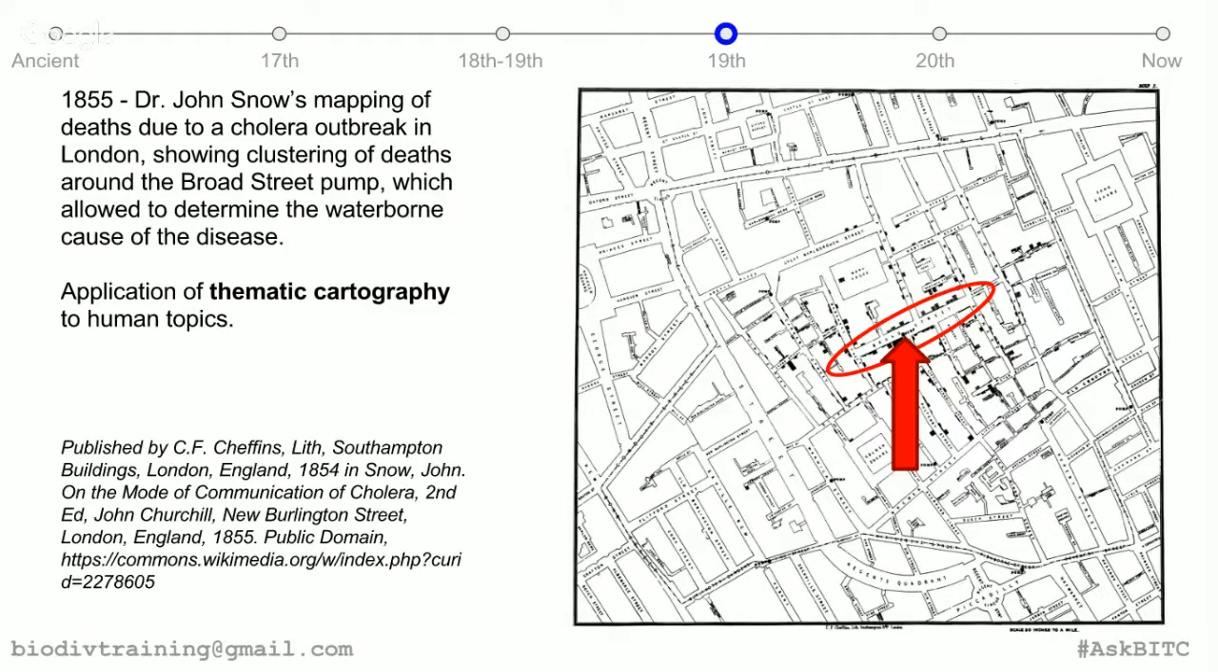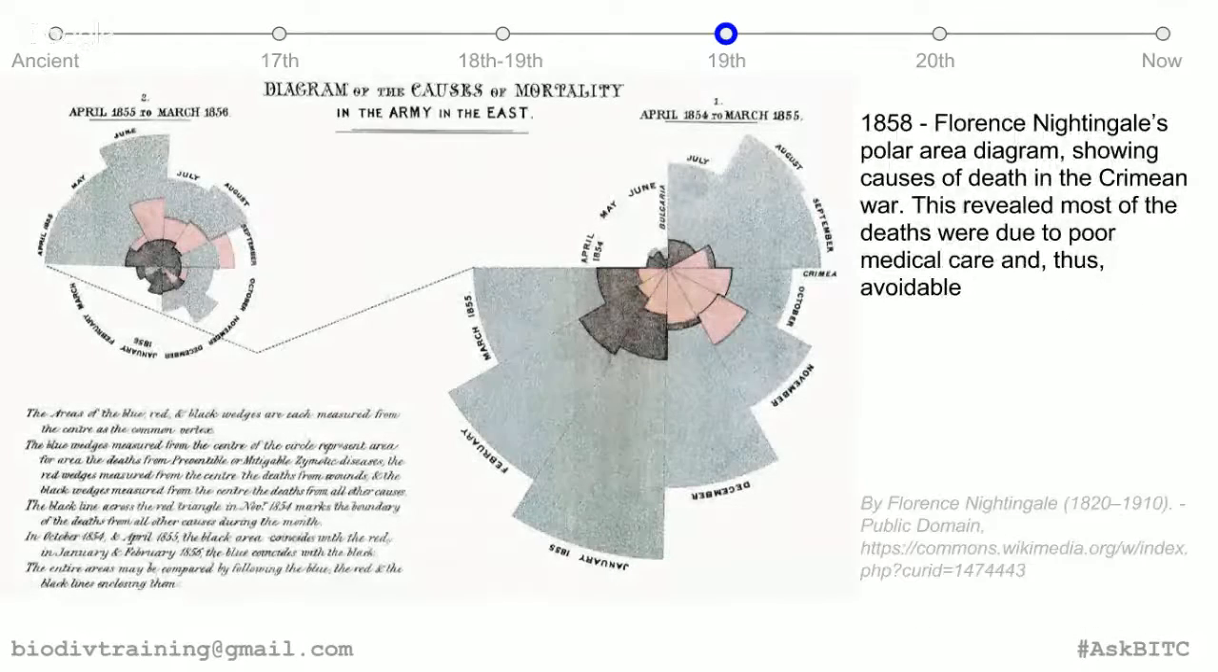Another person of interest was Florence Nightingale, who in 1858 developed the polar area diagram, also called the Rose diagram or Coxcomb. And she did this in order to represent the causes of death in the Crimean War of England. With this plot, she was able to determine and to show effectively that most of the deaths in this war were due to poor medical care of the wounded people and were therefore avoidable.